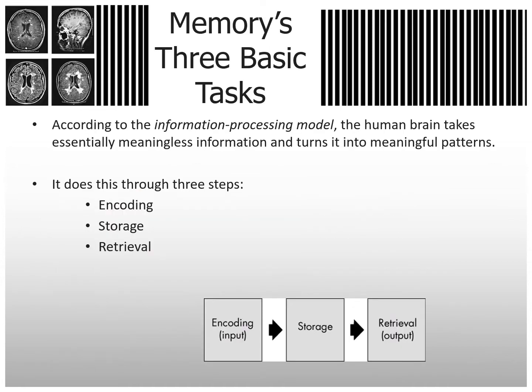So, memory's three basic tasks. According to the information processing model, the human brain takes essentially meaningless information and turns it into meaningful patterns. It does this through three steps, and these are the three steps we're going to focus on in these notes: encoding, storage, and retrieval. You see a little diagram at the bottom. Encoding is the input, the things that go into your brain. Storage is where you store it, and then retrieval is the output. Like when you need something, like an answer on a test, or you're answering someone's question, that would be retrieval.